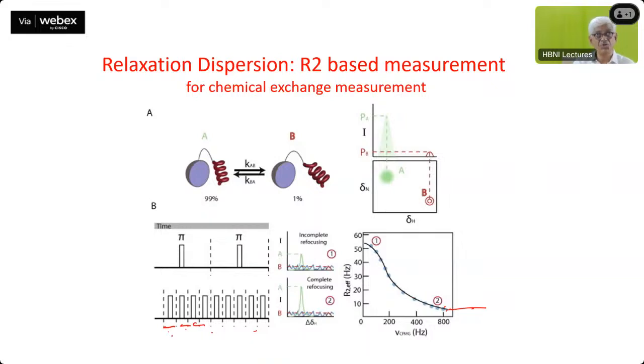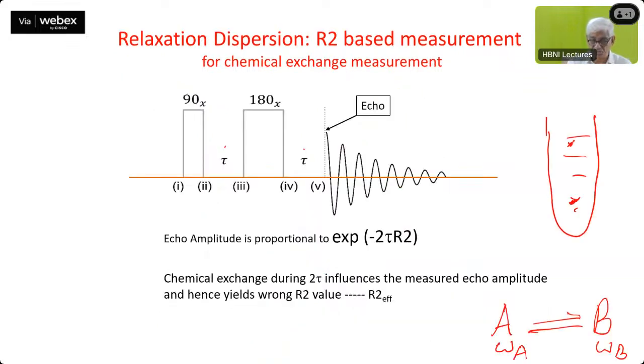And for measuring R2, what do you do? For any value of nu CPMG which you give, you do a series of experiments with varying tau and fit your data with an exponential, right? That is what you do here. By varying tau, you get an exponential decay of the echo amplitude, and from the fit you will get the R2 value.